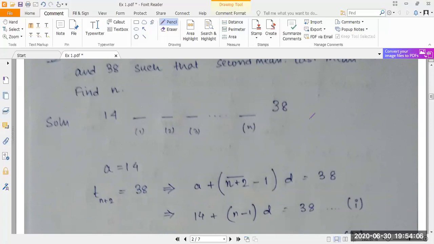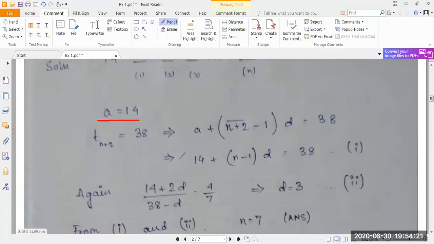If I consider 14 to 38 as n plus 2 numbers in arithmetic progression, then we can say that the first term of the arithmetic progression is 14 and the n plus 2th term is 38. Now we do know the formula of the nth term in an arithmetic progression to be a plus n minus 1 into d.